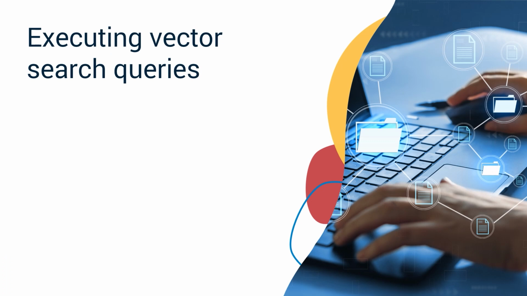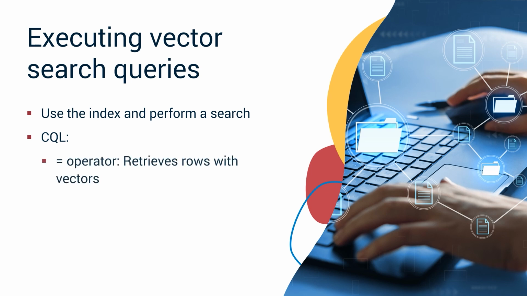The next step is executing vector search queries. Use the index created and perform similarity searches. CQL offers operators that cater to exact matches and similarity searches using the following. Equals operator: this function retrieves rows with vectors that match the query vector. Greater than or equal to operator: this function returns rows with vectors most similar to the query vector, exceeding the specified similarity threshold.